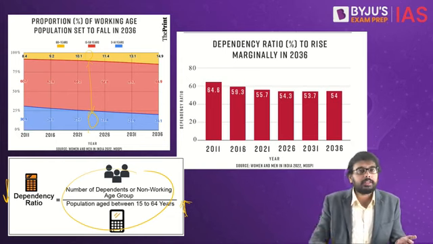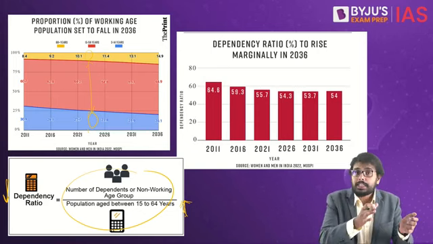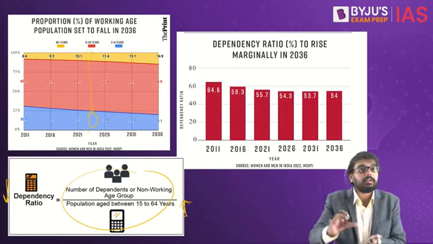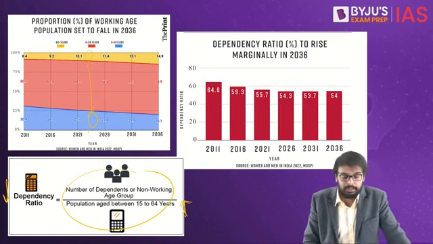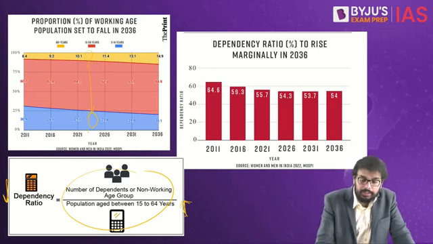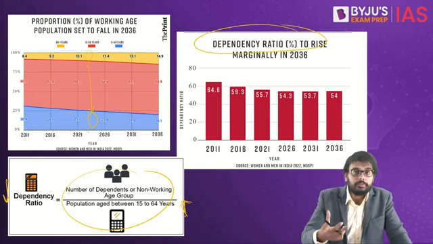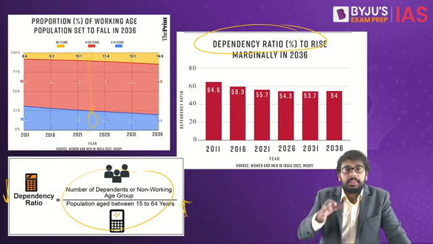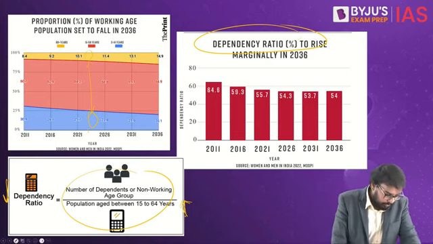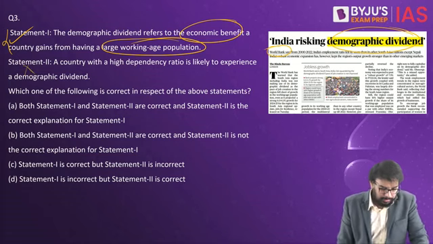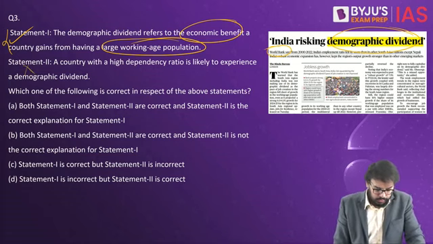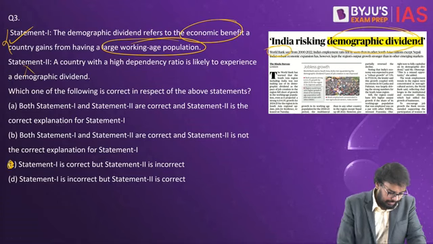Around 35% of the people are not in the working age group. It means that the working age population is more compared to the non-working age group. That's the reason why India is in a demographic dividend phase. So again, if you should have a demographic dividend, then the dependency ratio should be low. Fine. So this statement is wrong. If this statement is wrong, the answer has to be C. C is the answer.